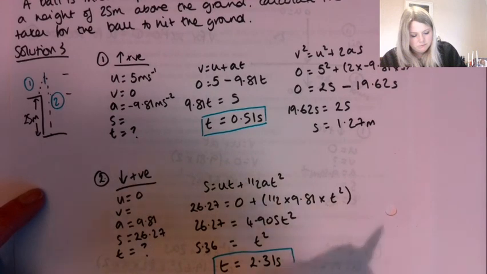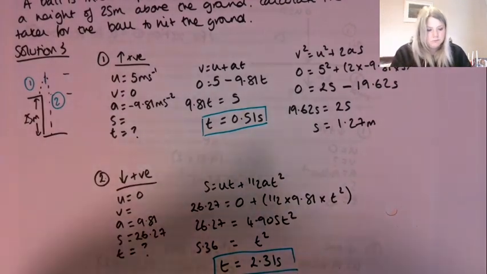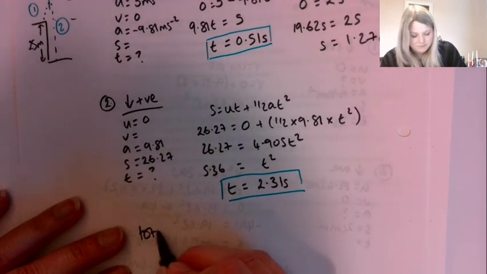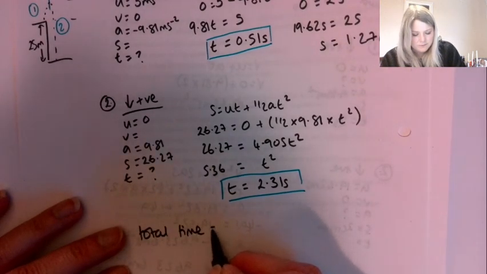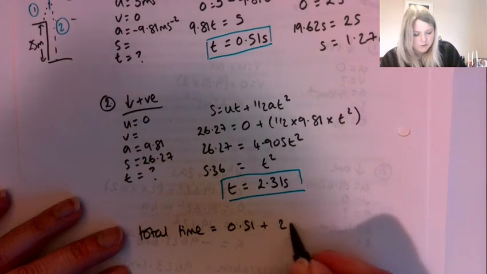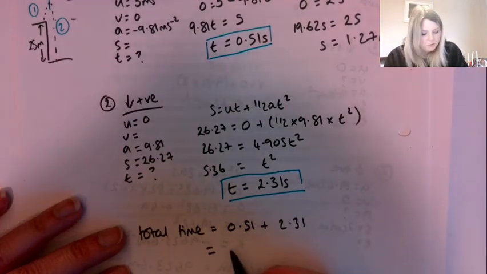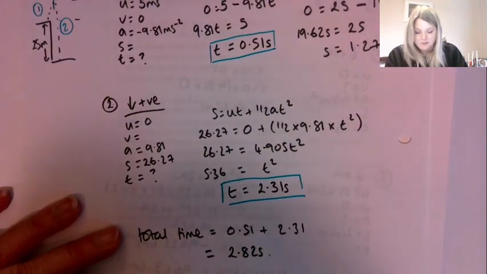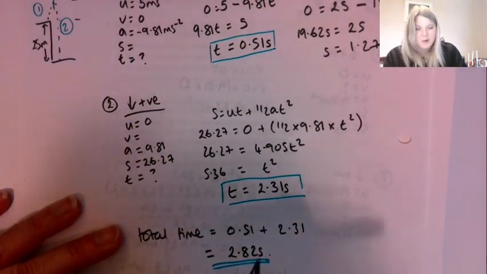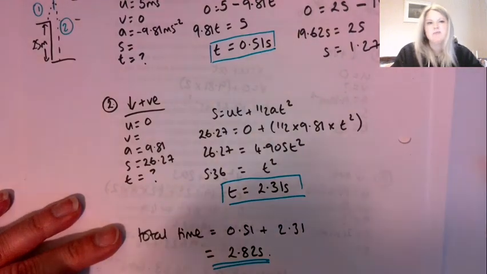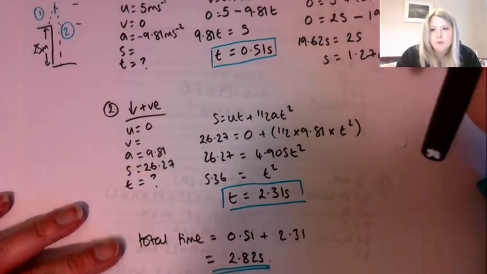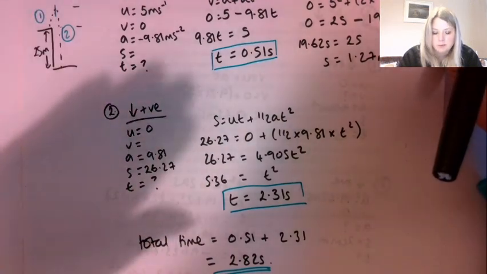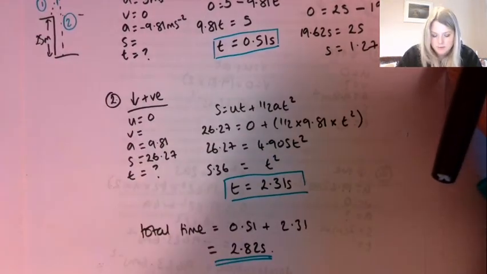So add them both together and then we've got our total time. So 0.51 plus 2.31, what's that get me? 2.82. And that is our final answer. I quite like that wee one because it emphasises a few points, like splitting into sections is good, being super careful with direction is good, and all of that.